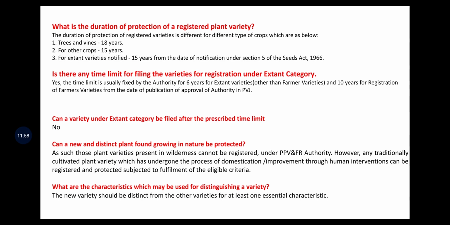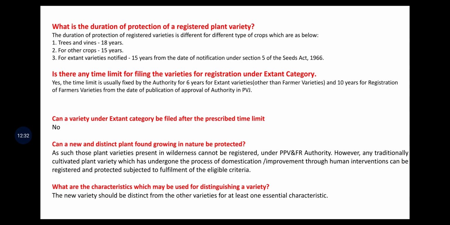Okay, for extant varieties notified, it is 15 years from the date of notification under section 5 of the Seeds Act 1966. Is there any time limit for filing the varieties for registration under the extant category? Yes, there is a time limit, usually fixed by the authority, of 6 years for extant varieties. Okay, 10 years for registration of farmers' varieties from the date of publication of approval of the authority in plant varieties.